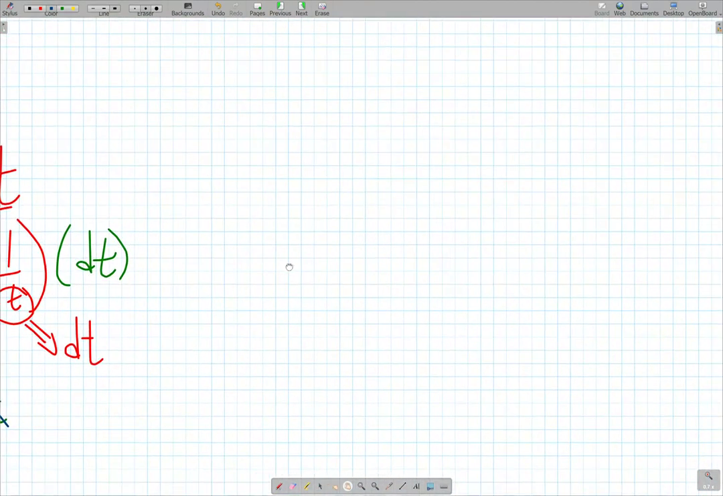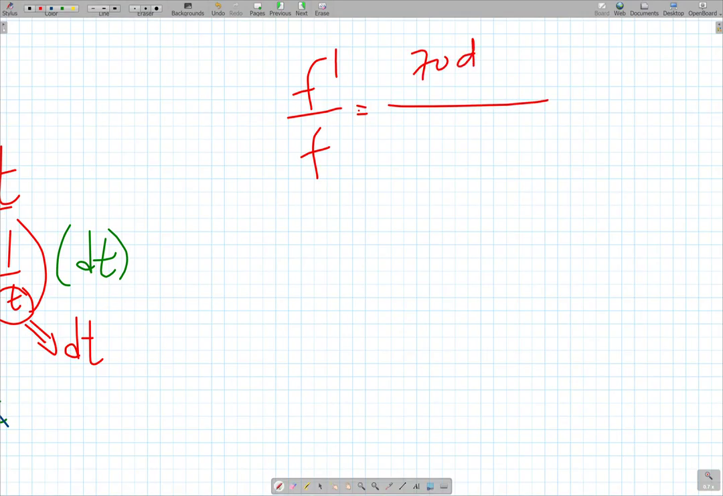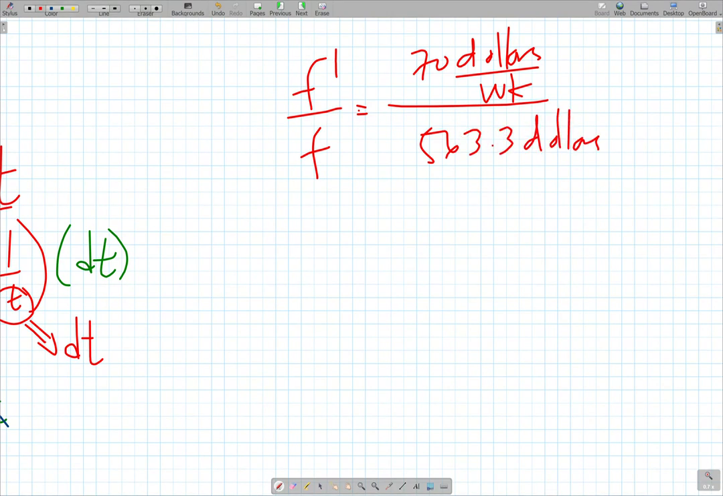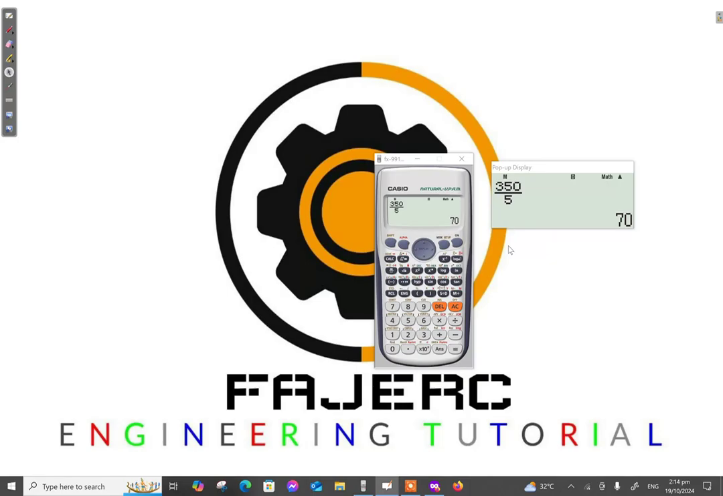We have to solve for the relative rate of change, which is f prime over f. Okay, so our f prime is $70 per week. And then ang f natin kanina is 563.3 dollars. So we can cancel out dollars. Right? F prime over f is 70 over 563. Calculator.